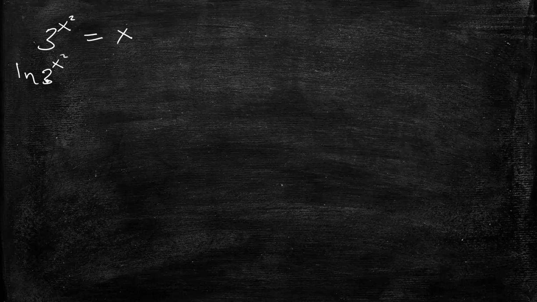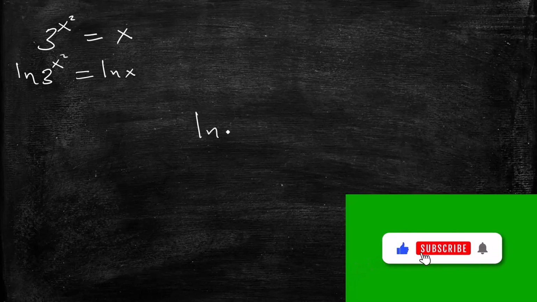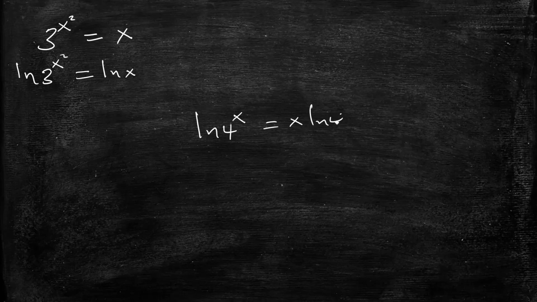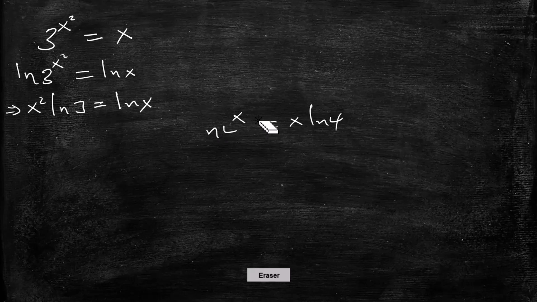3 x^2 equals natural log of x. Okay, in case we're given natural log of, let's say, 4^x, that is the same as x times natural log of 4. So the x squared will come down: x squared times natural log of 3 equals natural log of x.